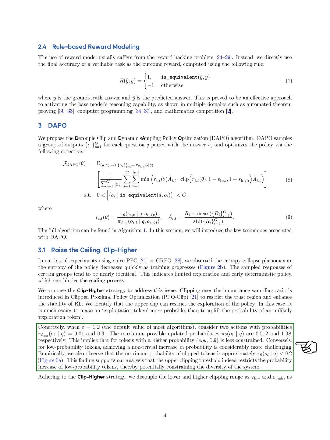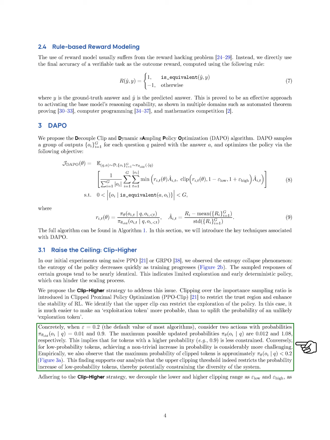We found that the upper clipping limit restricts exploration, making it easier to increase the probability of common responses than to boost the likelihood of less common ones. For example, when considering two actions with different probabilities, the higher probability action faces less restriction in its potential updates.